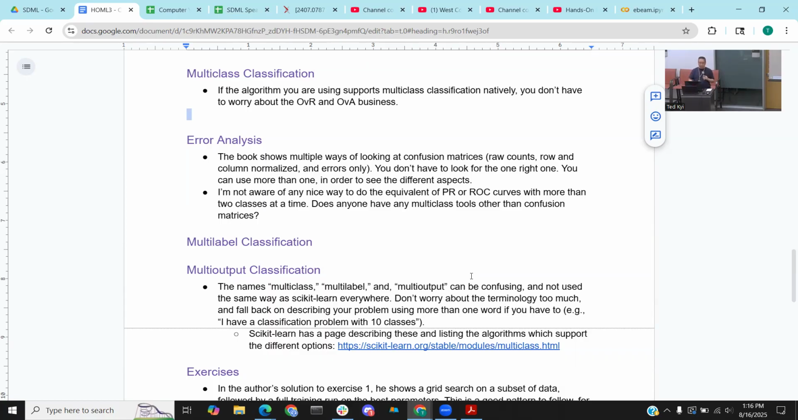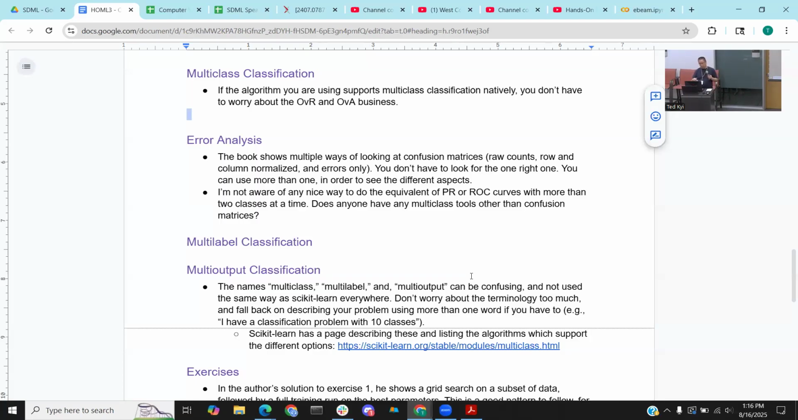So again, it's nice to have these rules of thumb, but you don't have to feel like there has to be the one right thing, just like there doesn't have to be the F1, the one metric or whatever. You can look at multiple things here.